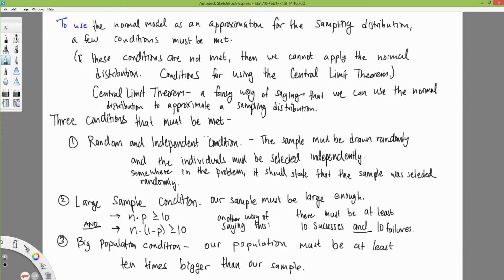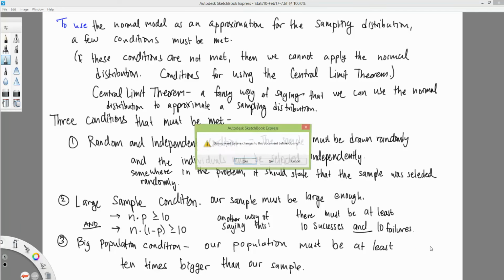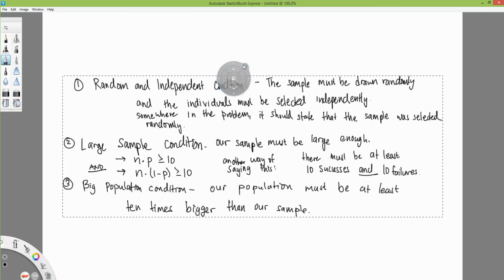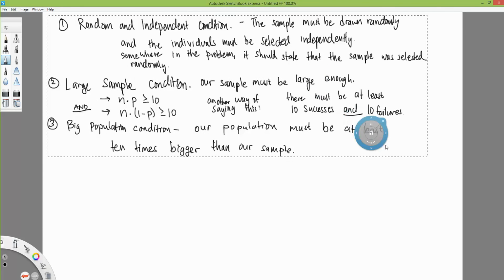All right, so let's save that. And here, let me copy this. Our 3 conditions here. And let's try a problem here. Let me shrink this.